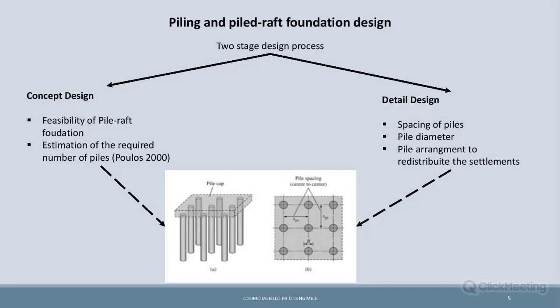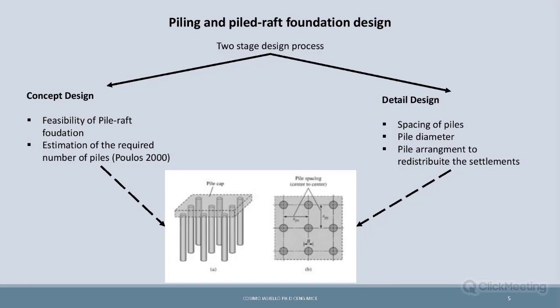And then we have the detailed design. The target of the detailed design is the spacing of piles. In general, the spacing of piles in a combined pile and raft foundation is not linear. It does not have this configuration. Rarely can this configuration be carried out.